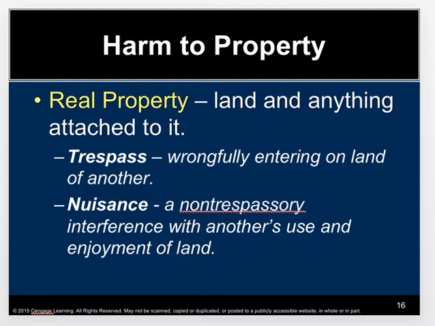So nuisance is related to trespass. It's a non-trespassory interference with another's use and enjoyment of land. All right, let's talk a little bit about land. Land is unique. Land is protected by law. It's probably one of the most protected rights under the law, your property rights. So what do we mean by nuisance? Well, when you buy property, you have the right to use and enjoy your land.